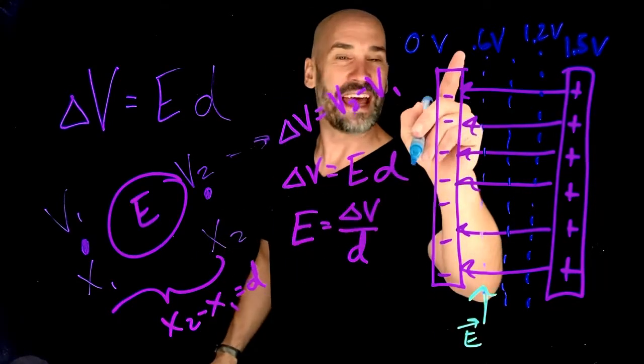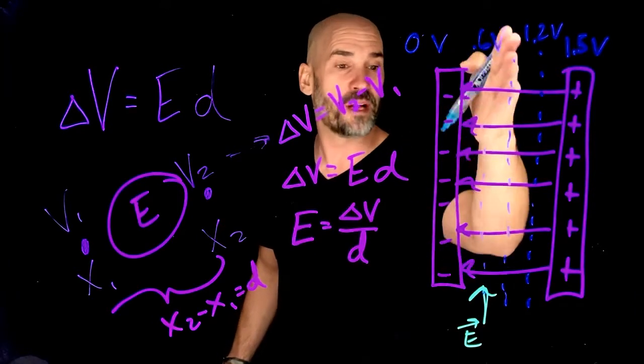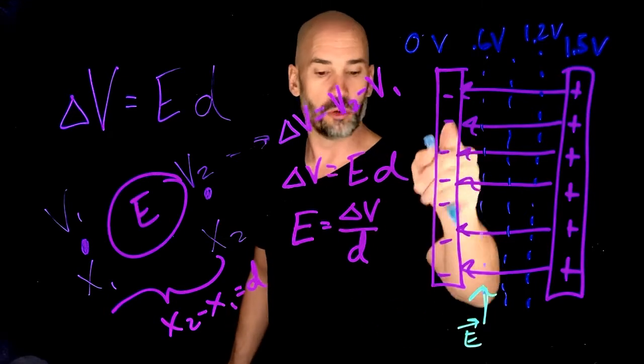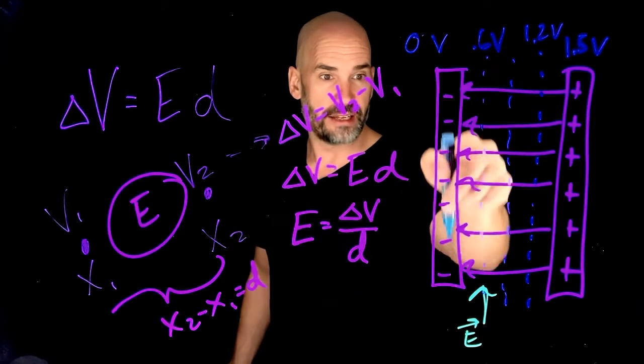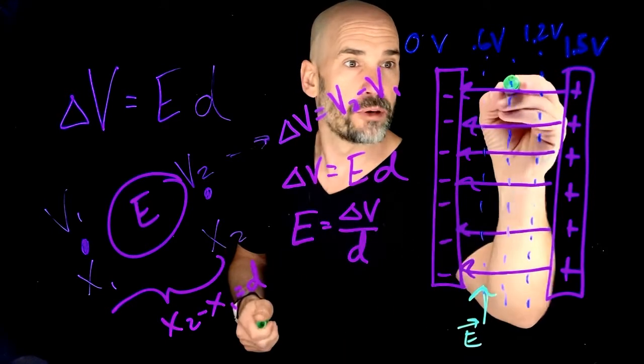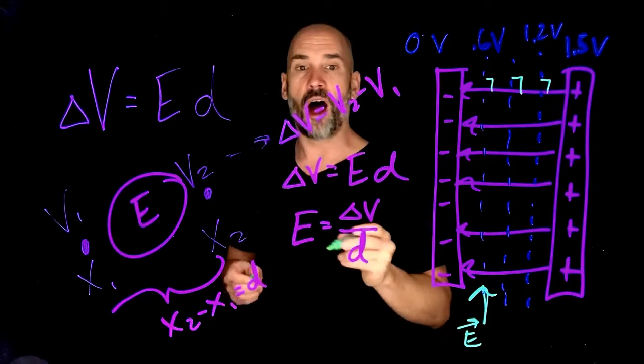So we have a rule that kind of becomes obvious from this little configuration. Okay? So one rule is that equal potential lines and electric field lines are always perpendicular to each other. Okay? That will always be the case.